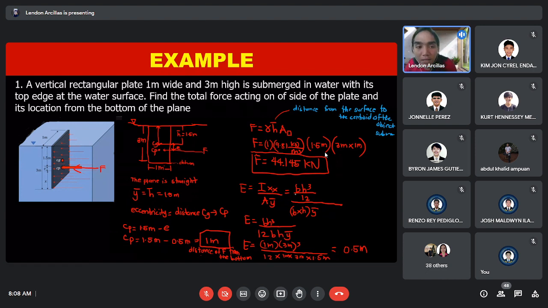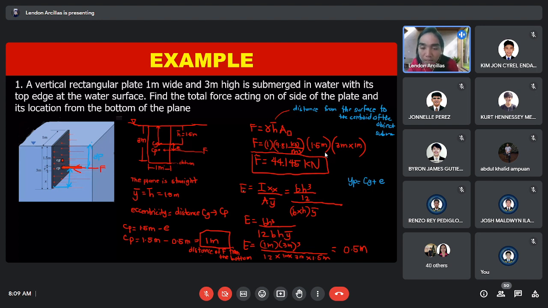Next is the location of the hydrostatic force. Again, the location of the hydrostatic force is below of the CG. So kung papangalanan natin yung location niya, pwedeng YP is equal to CG plus the eccentricity. But ang tinanong kasi, find the total hydrostatic force and its location from the bottom. So dito yung reference point ng CP, hindi sa surface. So ang uunahin lang natin to find CP is E.